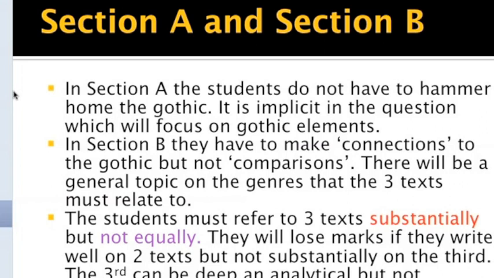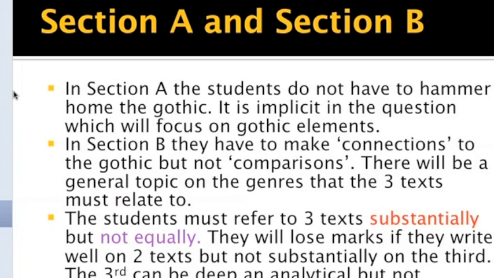Now, Section B is slightly different. You have to make connections to the Gothic here. But what's good is that you don't have to make comparisons, so you don't have to get yourself into a tangle trying to compare one text to another, all in the same paragraph, and then draw in the third text and try and untangle and make comparisons between the Gothic elements. You can handle it in a much more organised way.